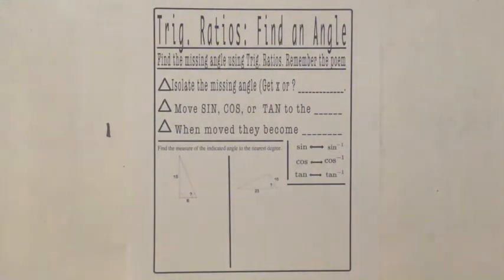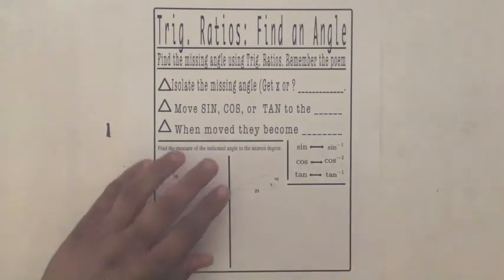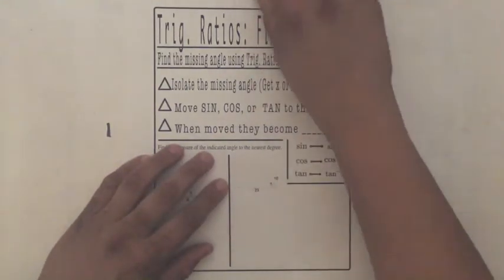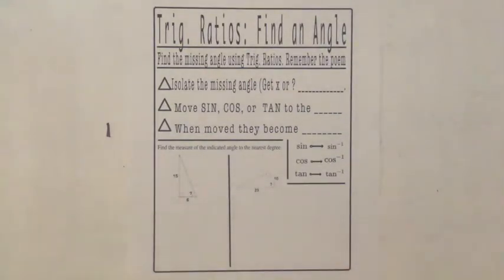Okay, so today's lesson we're going to use trig ratios to find an angle. To make sure this doesn't move here, let me add some tape there, okay?